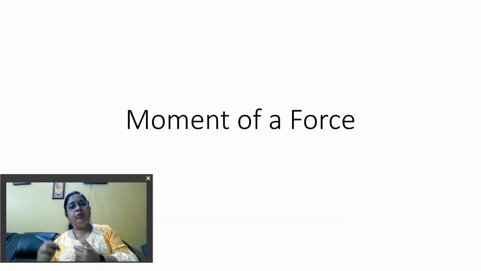So when you speak about moment of a force, it is trying to create a turning effect. For example, a turning effect about a pivot, a fixed point. I have a pivot here and I have a seesaw here.